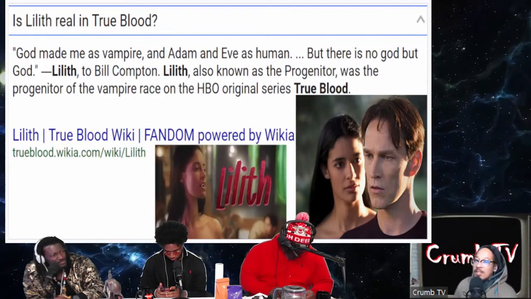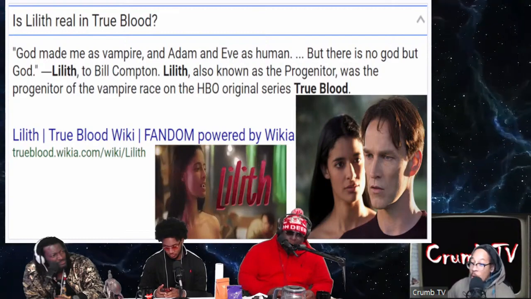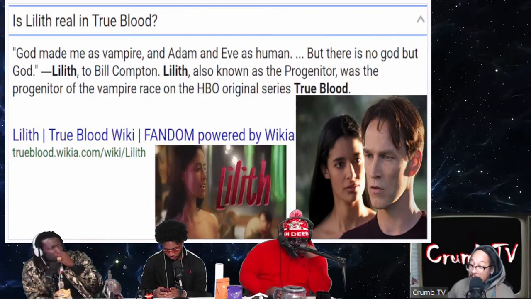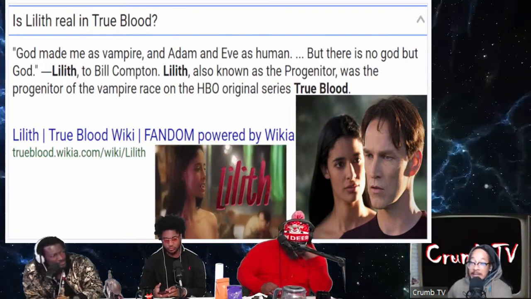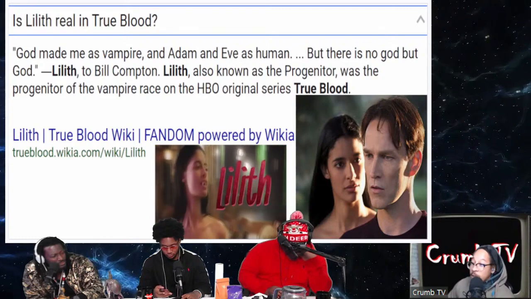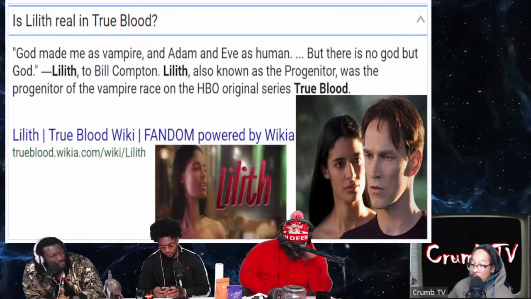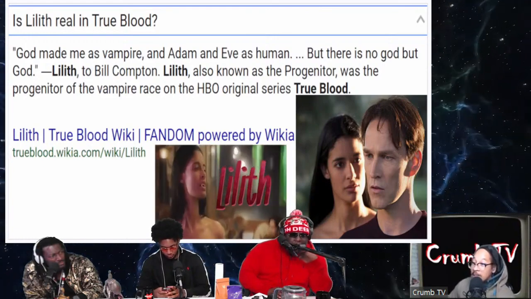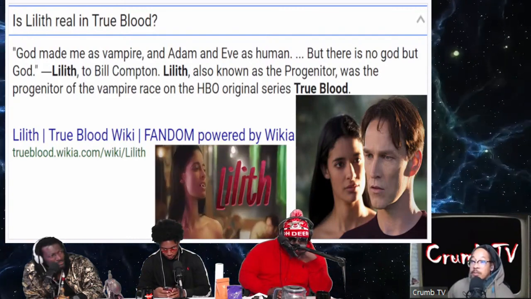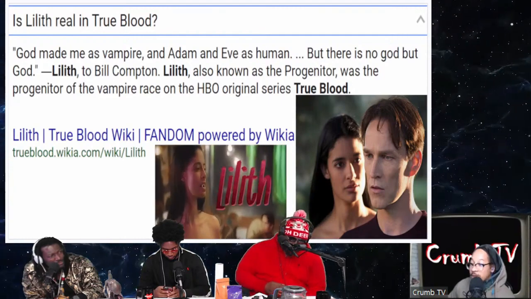But question: Is Lilith real in True Blood? Answer: according to TrueBlood.wiki, in an article titled "Lilith, True Blood Wiki Fandom Powered by Wikia," it reads, "God made me as a vampire and Adam and Eve as human. But there is no God but God," according to Lilith, talking to Bill Compton. Lilith, also known as the progenitor, was the progenitor of the vampire race on the HBO original series, True Blood.